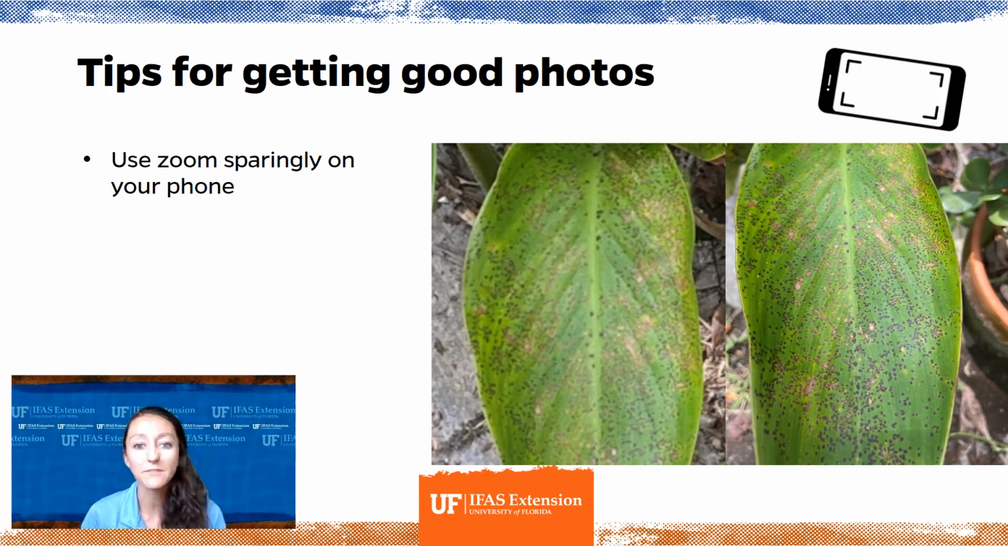So the example I have here is a plant where on the left, I used the zoom function, and on the right, I just got closer to the plant leaf. And you can see the picture on the right has a much more clear image for what we want to be looking at on the plant.